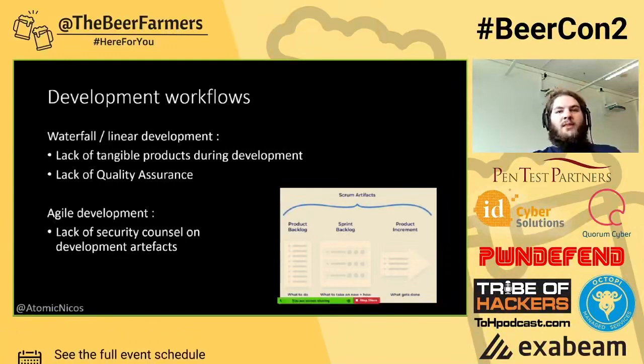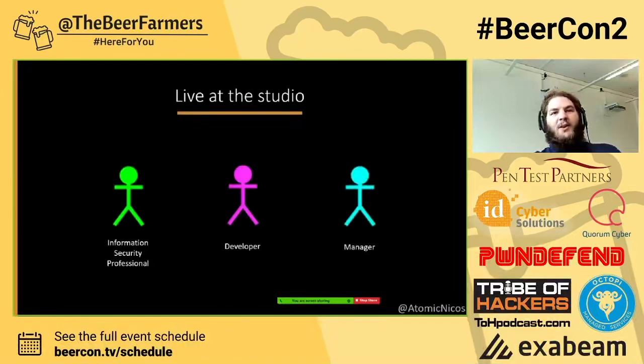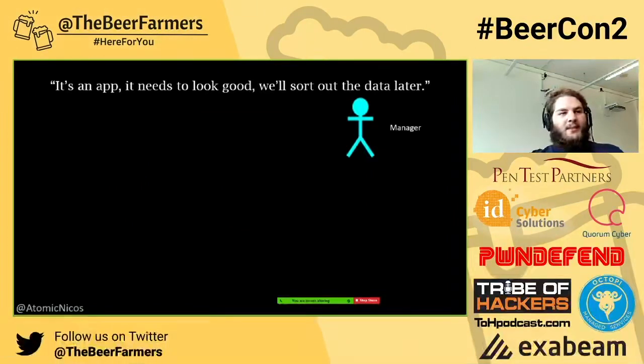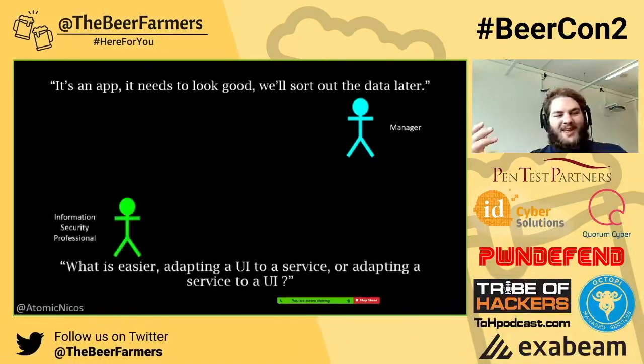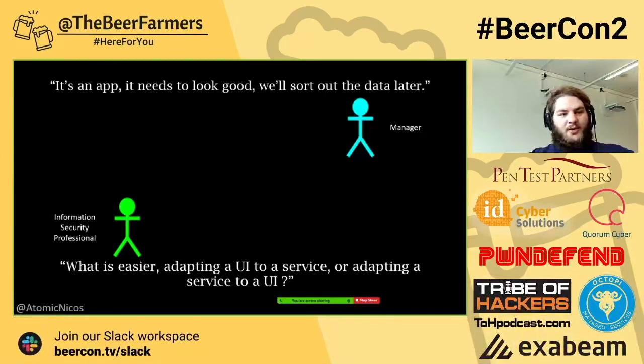So let's move on to things I've heard. I'm going to take the case of an information security professional, a developer, and a manager. "So it's an app. It needs to look good. We'll sort out the data later." Yeah, big no. It's easier to adapt UI to a service than the reverse. If you just have a UI and nothing going on behind it, and you're trying to rush implement a service, you're going to have issues.